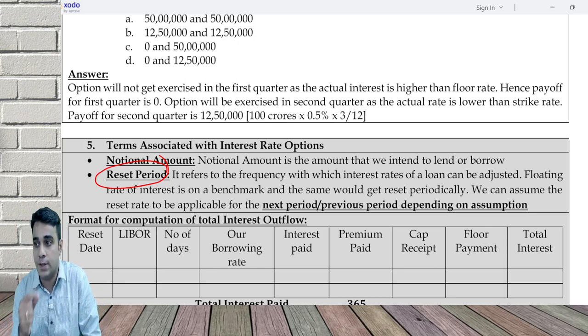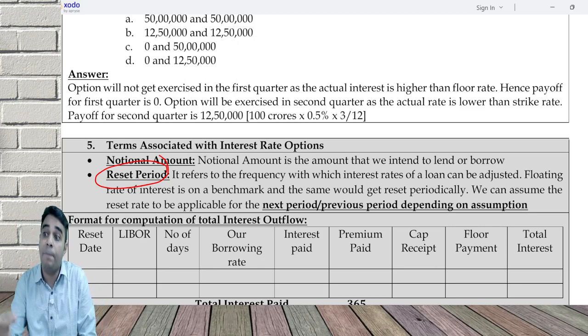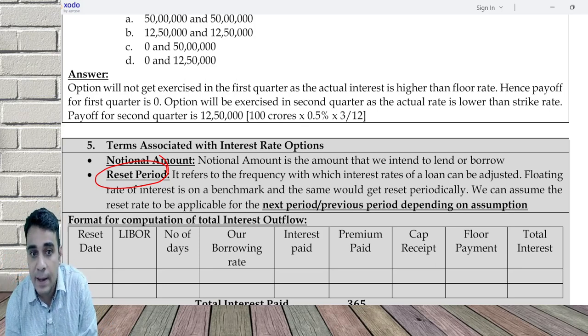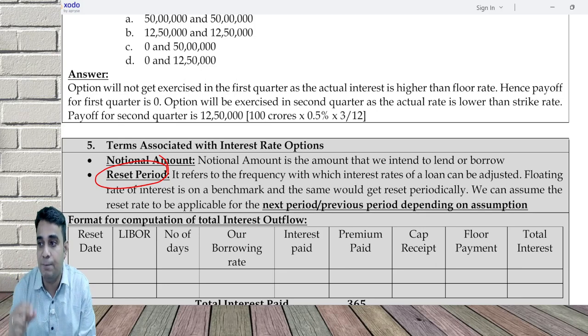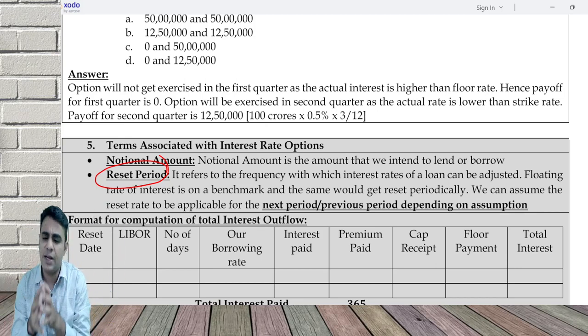ICI did that in one question. But in many questions they applied it for the past 6 months. That is, the previous 6 months they will apply the reset period interest and not the next 6 months. Practically it depends on the assumption or the terms of the agreement. Logically speaking, it should be a retrospective application.